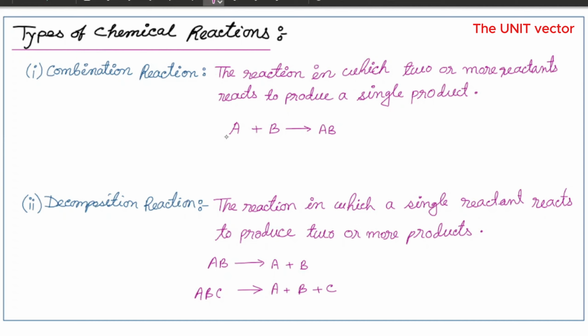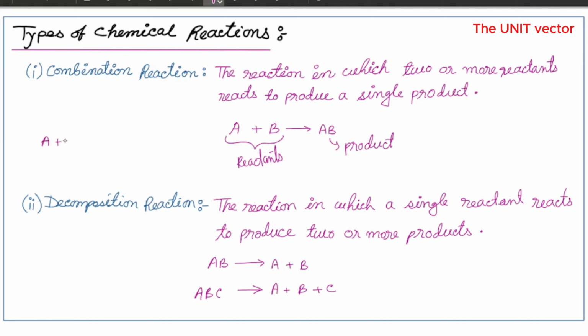In this reaction, A and B on the left side are the reactants, and AB on the right side is the product. In this reaction, there are two reactants which produce a single product, AB. Such type of reactions are called combination reaction. In combination reactions, there can be two or more reactants.